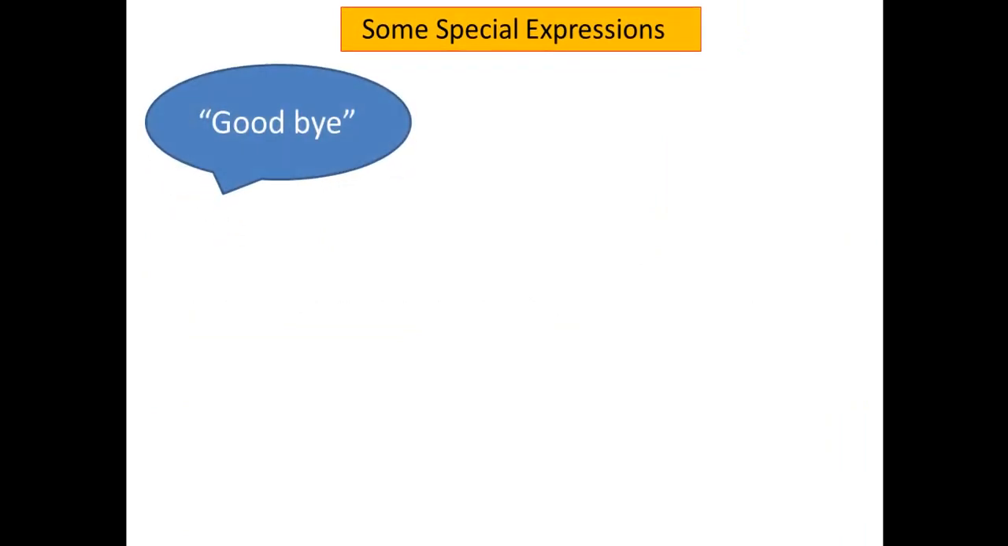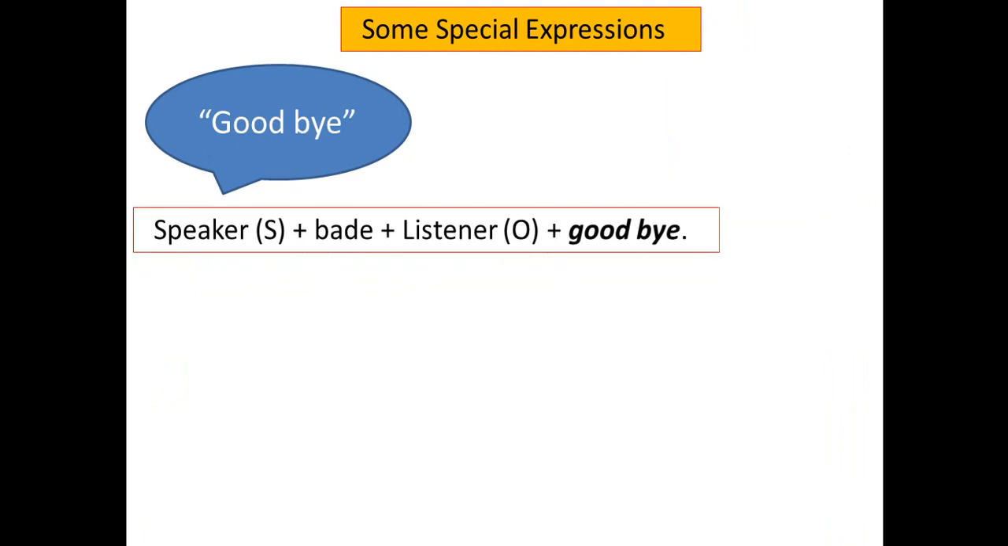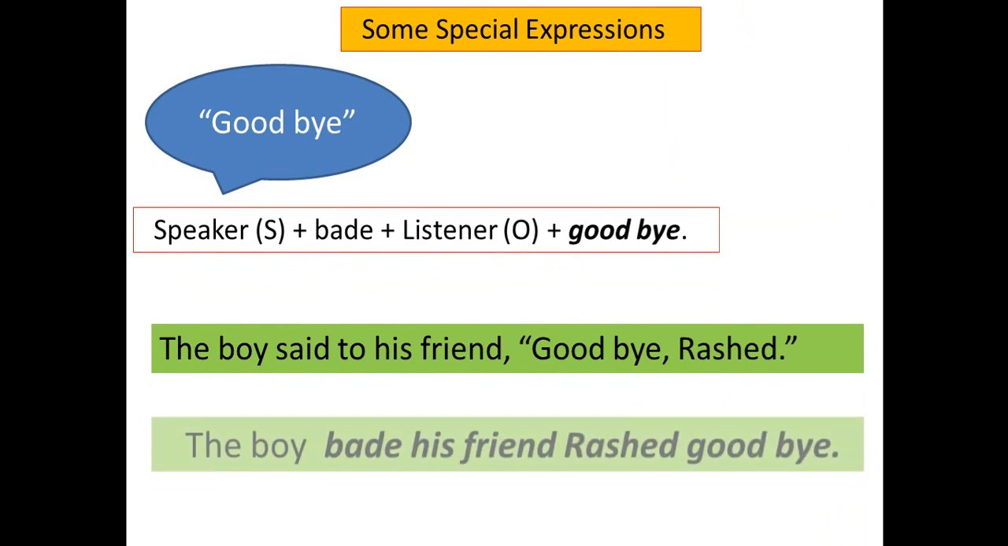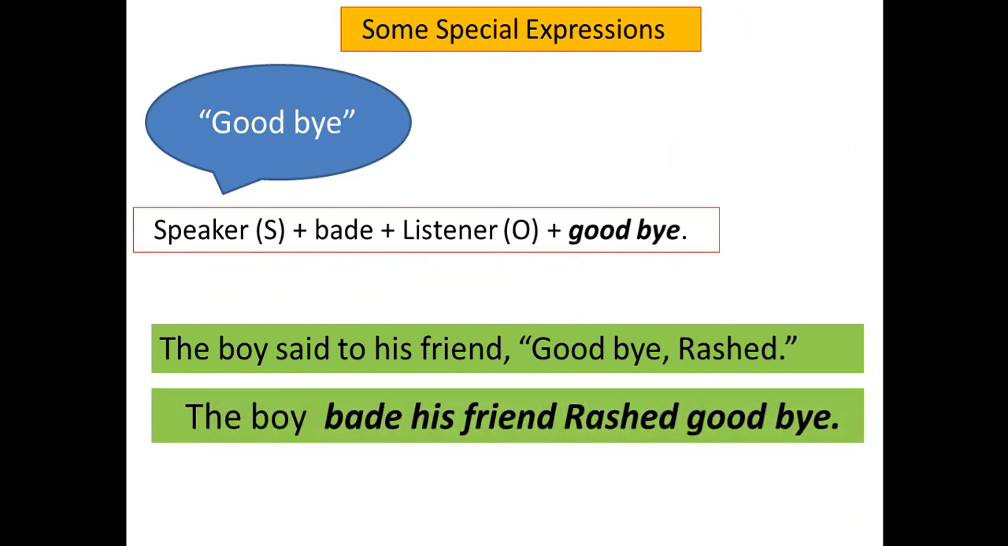So goodbye, and its indirect expression by the speaker. Let's look at the example. The boy said to his friend, goodbye, Rashid. Its indirect one: The boy bade his friend Rashid goodbye. So be very careful when you are telling someone goodbye, then you are using the word bade.